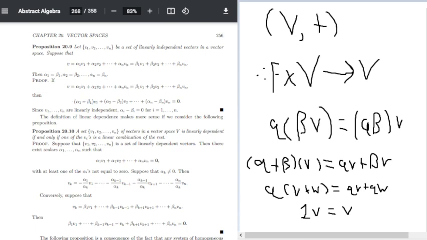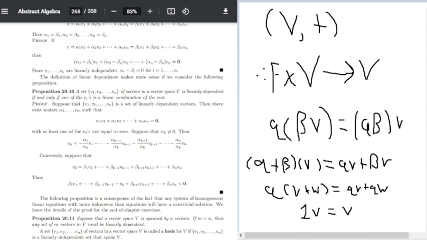Again, constantly I'm going to keep reiterating this. Note how required the distributivity of this has to be in order to make these proofs work. The definition of linear dependence makes more sense if we consider the following proposition.